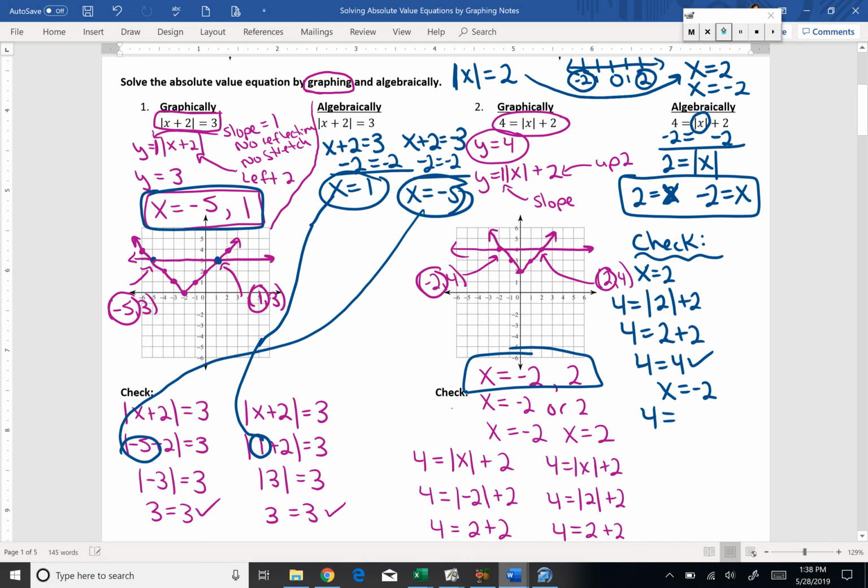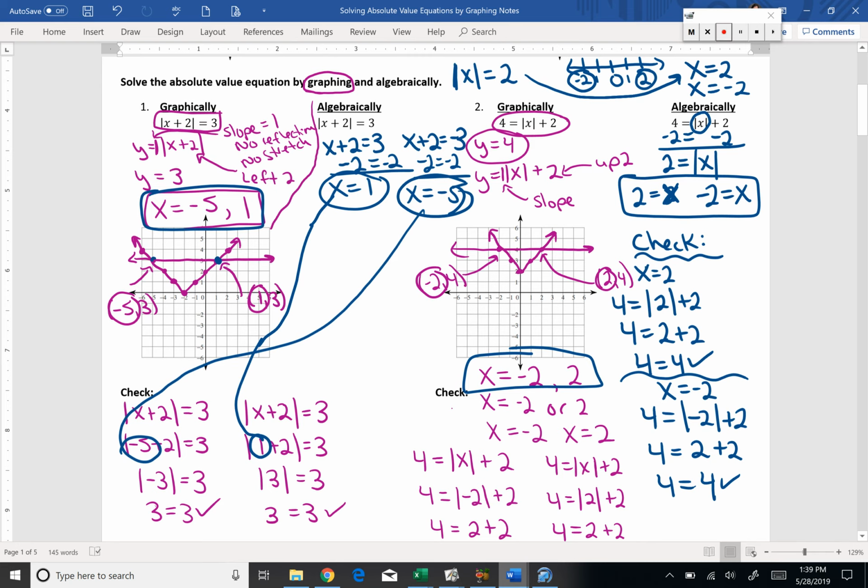So we've got 4 equals the absolute value of -2 plus 2. The absolute value of -2, we are 2 away from 0. And then we get another 2: 2 plus 2 equals 4. Do I need both solutions? Yes.